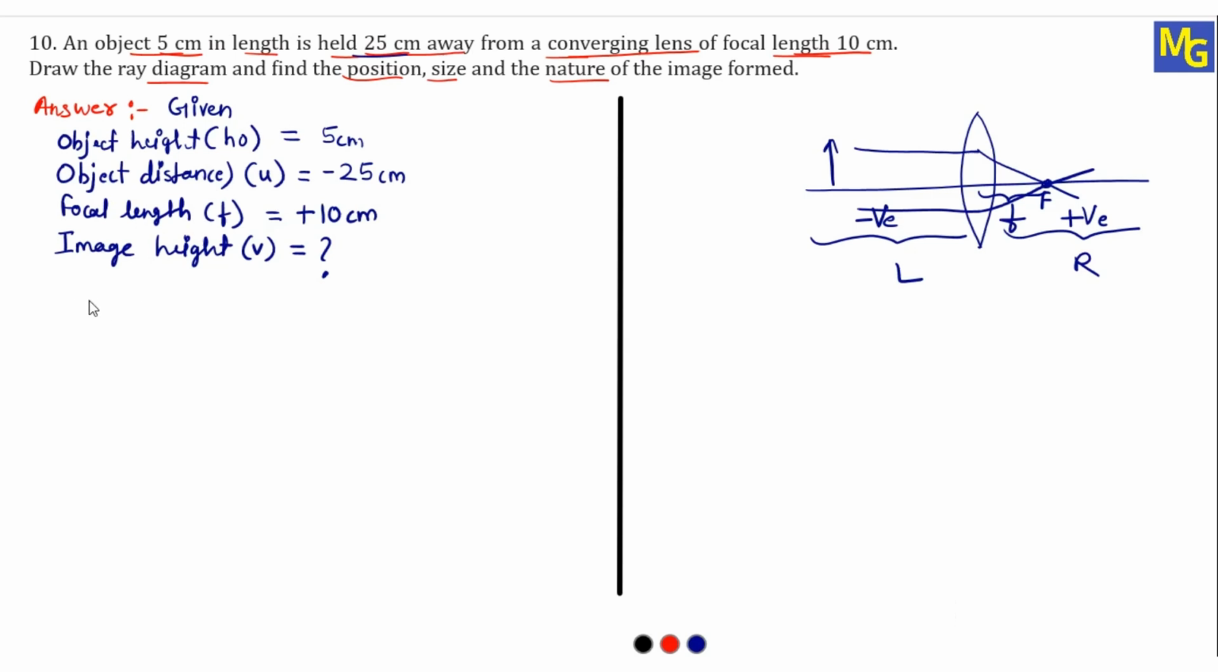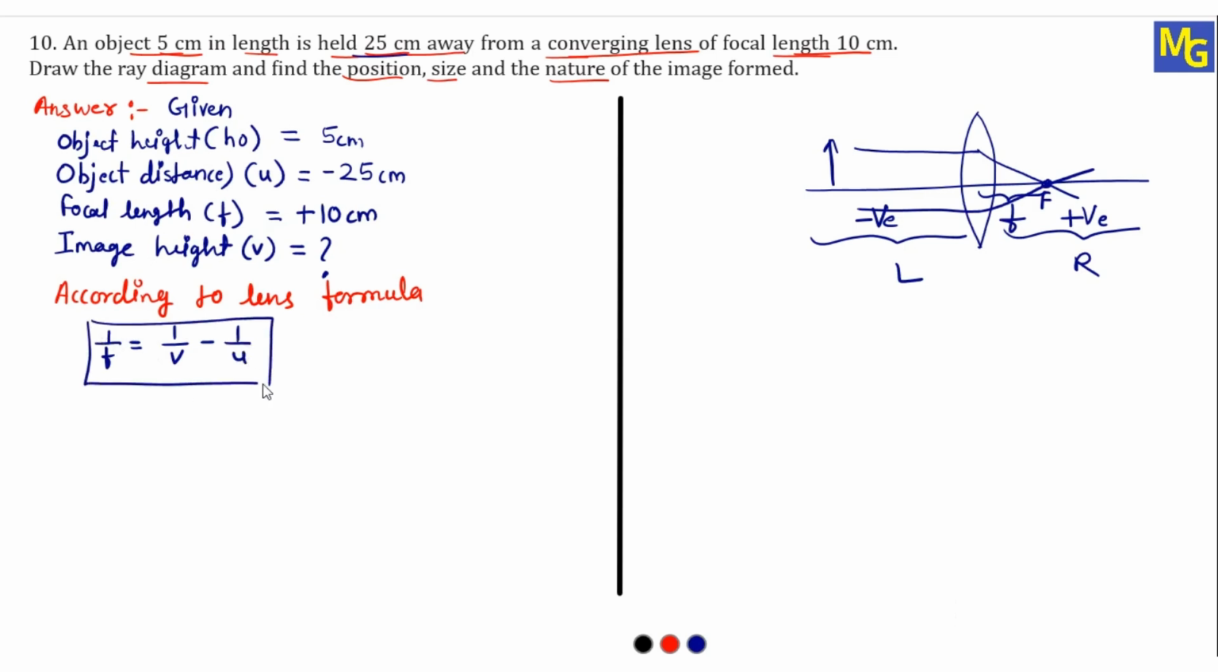So let me write the first formula. So I'll write here according to lens formula. So we have two formulas, like mirror formula and lens formula. Now this is the question for a lens, so I'm going to use the lens formula. So I'll write according to lens formula. And what is the lens formula we have? So the formula is 1 by f is equal to 1 by v minus 1 by u. This is the formula which we have.